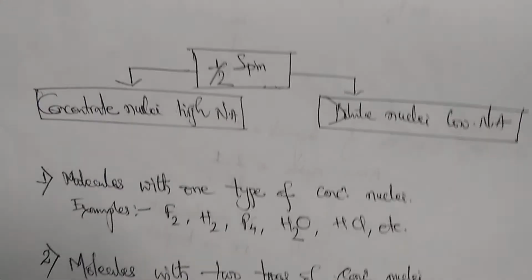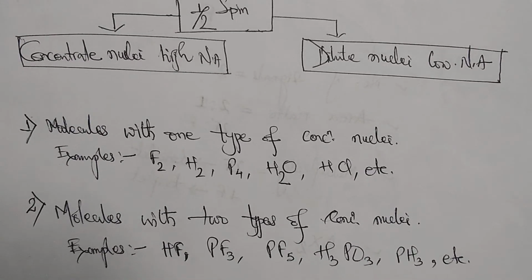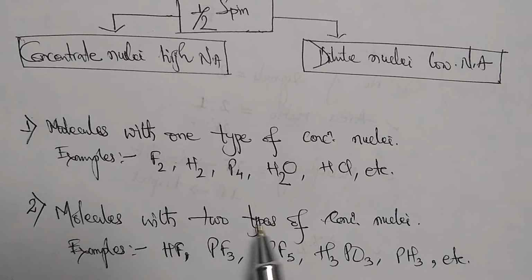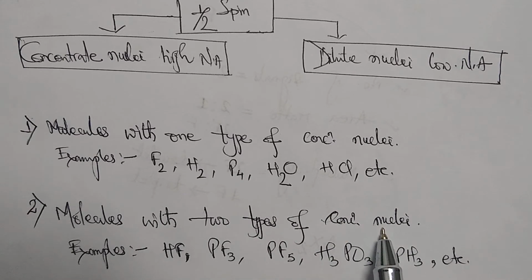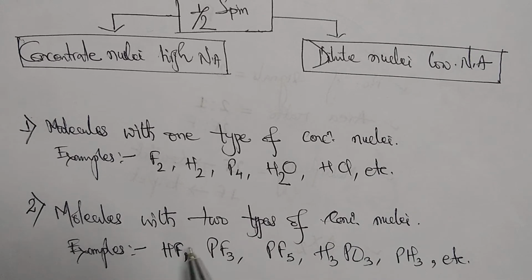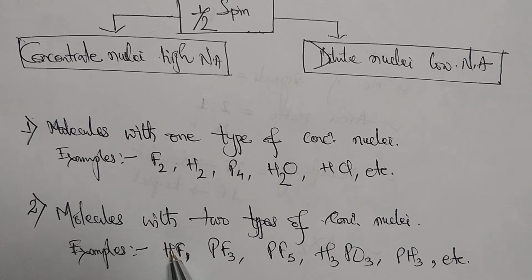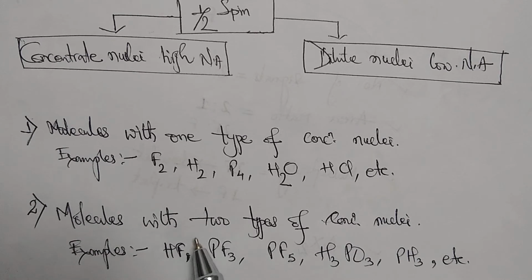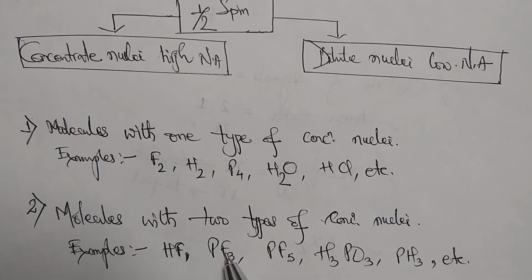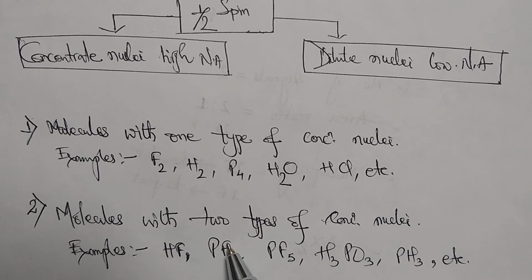In the second kind of molecule, we will consider those molecules which have two types of concentrate nuclei. Like here we can consider an example of HF. H, this is a proton, it has a very high natural abundance, so it is a concentrate nucleus. Fluorine also has high natural abundance, so it is a concentrate nucleus. PF3, both have high natural abundance, so both are concentrate nuclei.